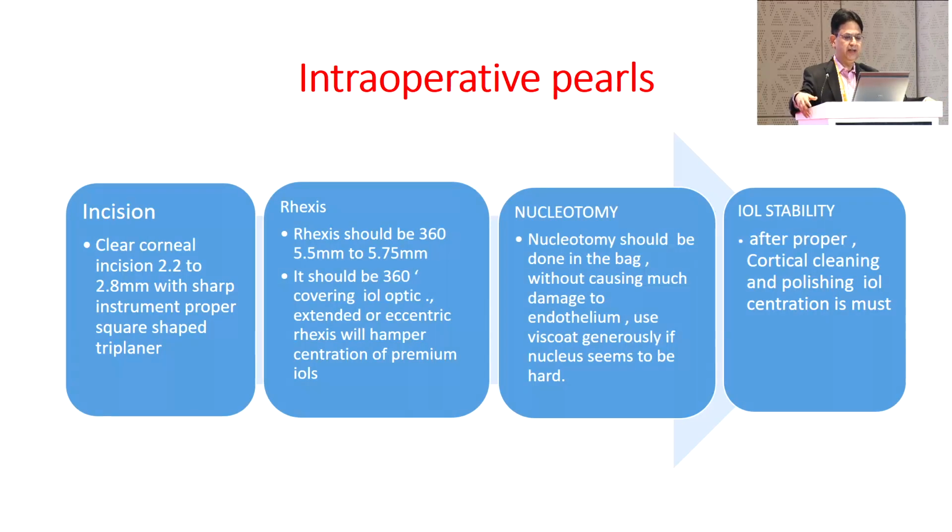Then needless to say, intraoperatively, your incision should be perfect, rhexis should be perfect. Nucleotomy, I'll say, even if the cataract is grade 2, if your patient is paying so much, use Viscoat if you are in doubt about a poor cornea. And eye stability is one of the most important parts.